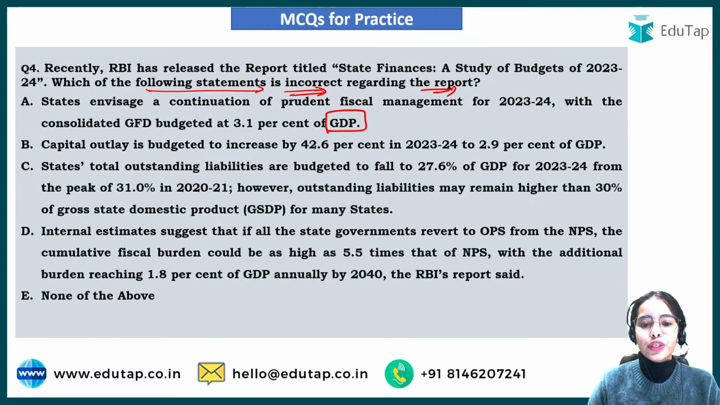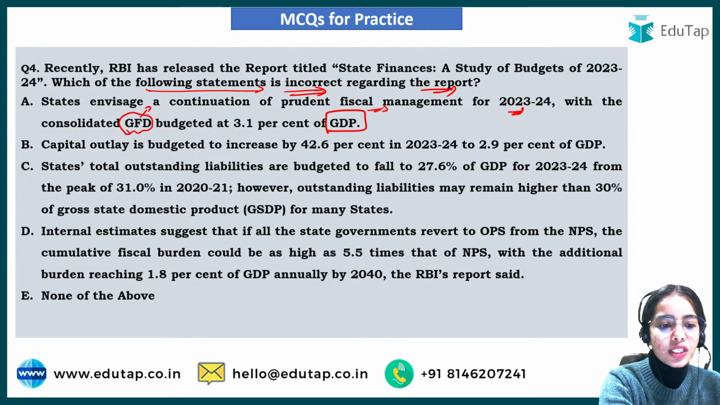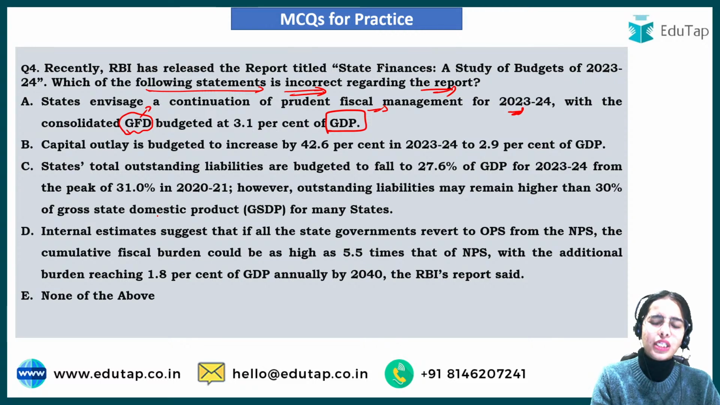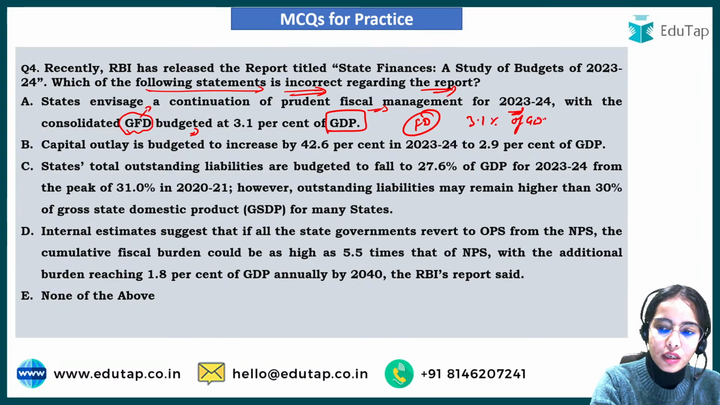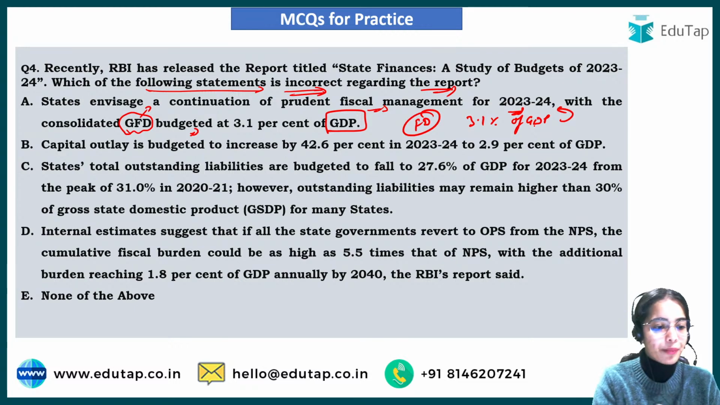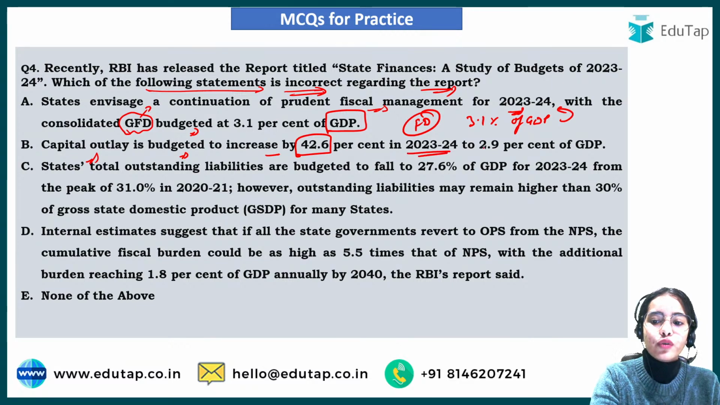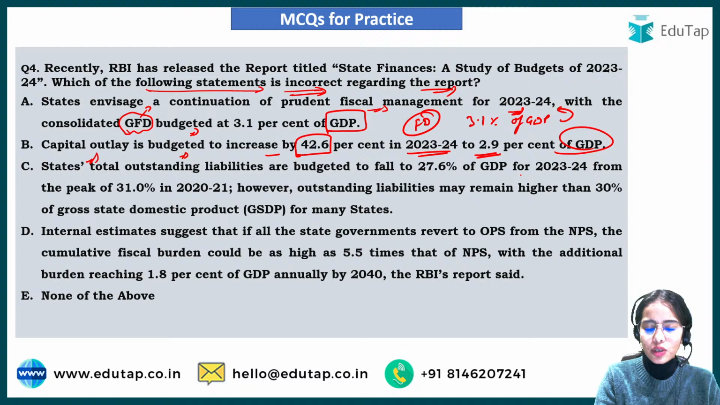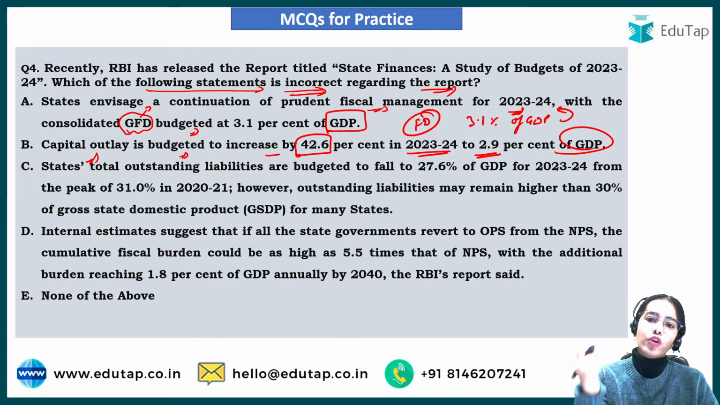States envisage a continuation of prudent fiscal management for 2023-24 with the consolidated gross fiscal deficit. What the gross fiscal deficit is, we have discussed in the session that I took regarding the report. The fiscal deficit is budgeted at 3.1% of the GDP for 2023-24, so that is correct. Capital outlay is budgeted to increase by 42.6% in 2023-24 to 2.9% of the GDP. That is also correct, it is in the budget that it will increase by 42.6% and it will be 2.9% of the GDP.